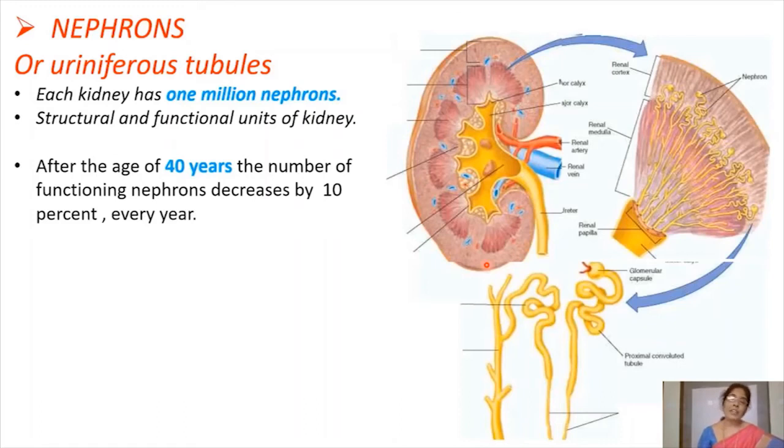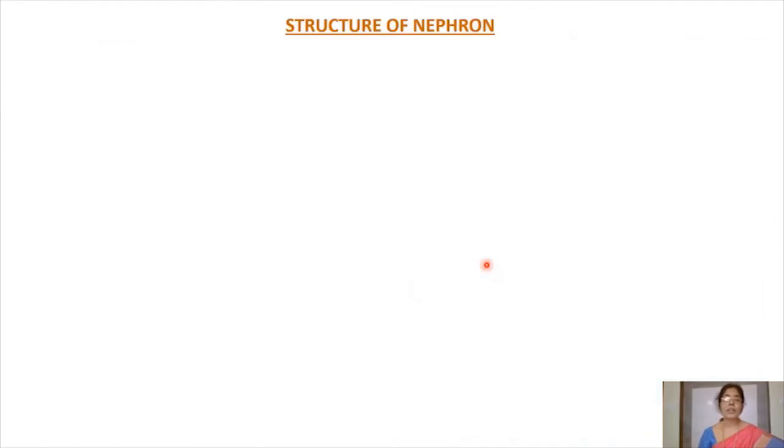After the age of 40 years, the number of functioning nephrons decreases by 10% every year. Ante 40 years age tarvata 10% functioning nephrons taggutunnayante kidneys yokka filtering ability taggutundi ani artham.